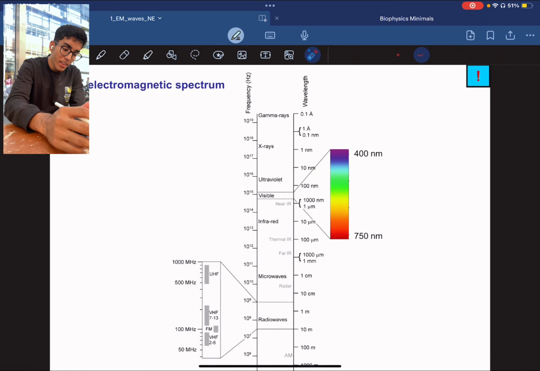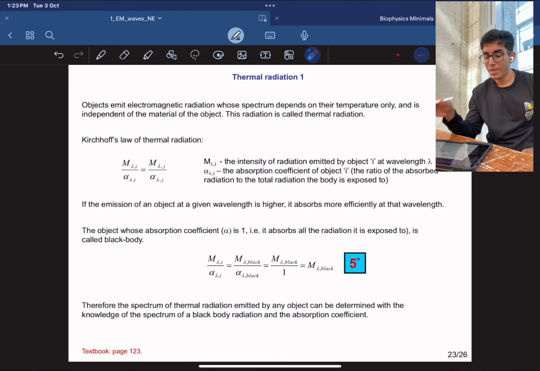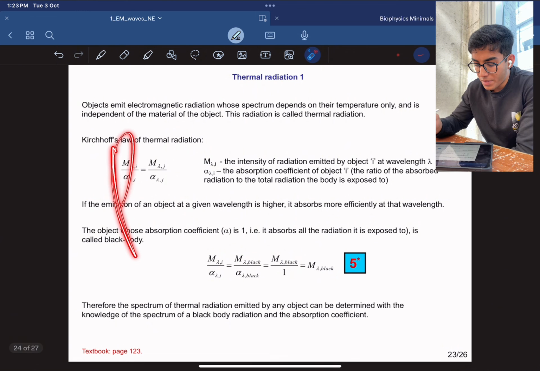Okay, so let's look at thermal radiation. Thermal radiation is an important topic. It's not included in the minimals. We don't need to know the formulas, so I'm just going to explain the general concept of this, but not going into detail. So let's look at over here.